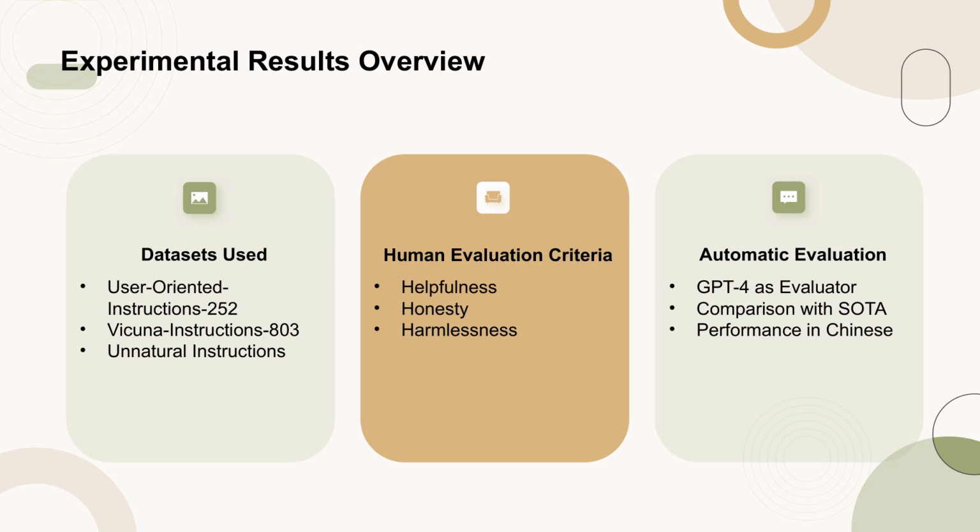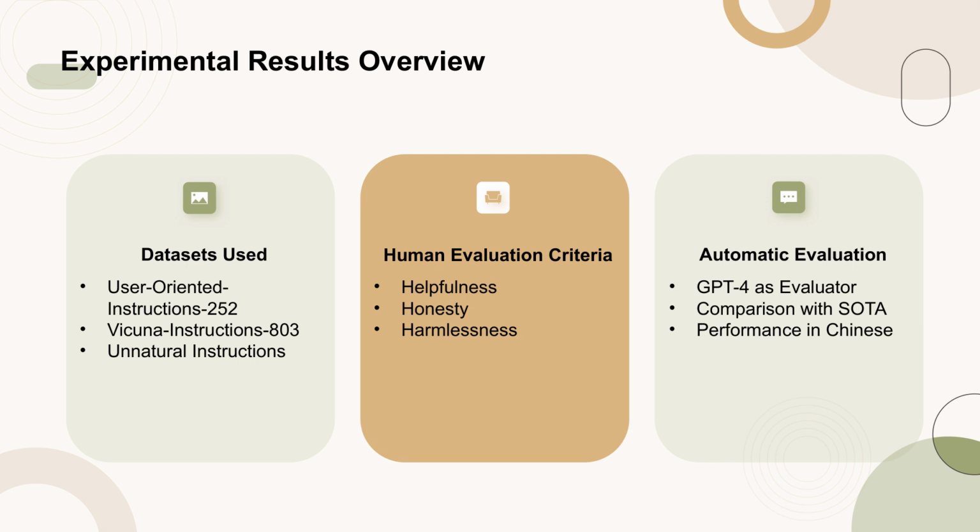In this section, we present the experimental results of our study. We utilized three key datasets for evaluation: User-Oriented Instructions-252, Vicuna Instructions-80, and Unnatural Instructions. These datasets were chosen to assess the model's ability to follow instructions across various tasks. For human evaluation, we adopted the alignment criteria of helpfulness, honesty, and harmlessness, which are crucial for evaluating how well an AI system aligns with human values. Additionally, we employed GPT-4 for automatic evaluation, comparing our models against state-of-the-art systems and examining performance in Chinese to ensure a comprehensive assessment.